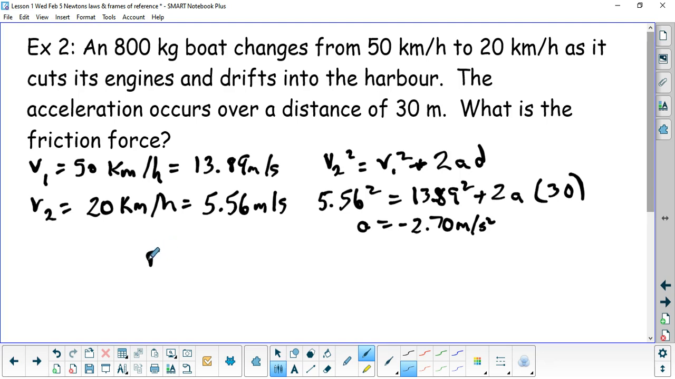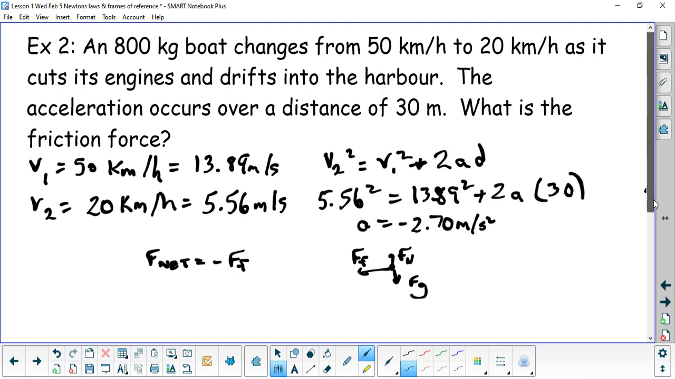Now I just have to think about my net force. So my net force is going to be equal to just my friction force. Now, why is that? My friction force will be negative. Well, when I'm slowing to a stop, no engines are going anymore. So it's only going forward because of its own inertia. So it doesn't have an applied force. It just has its friction force, normal force, and gravity, and only the friction force is acting in the direction of motion. So that's the one we're worried about.